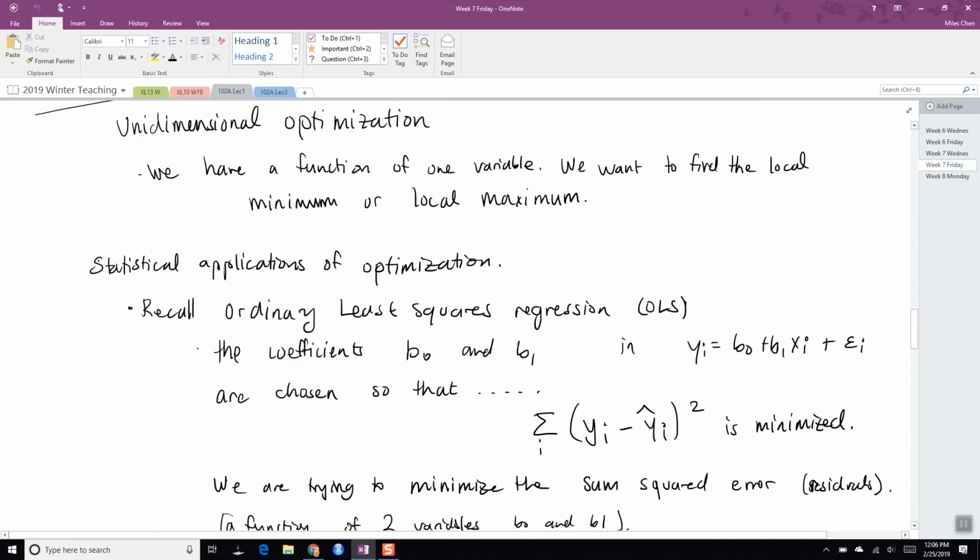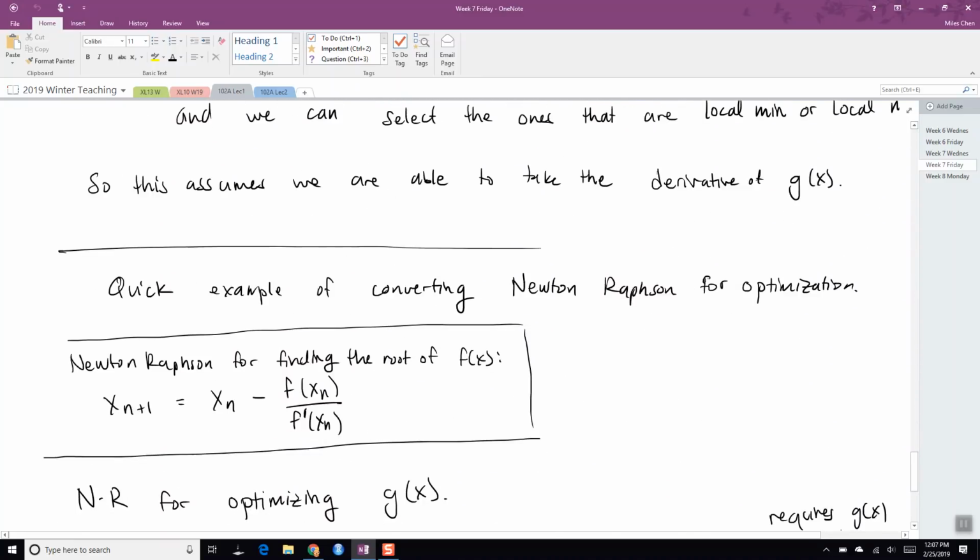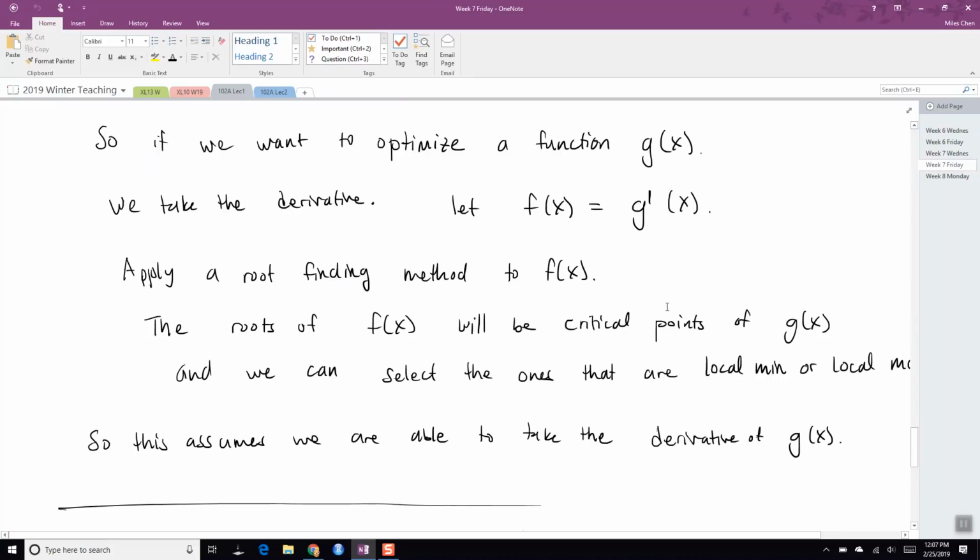Anyway, on Friday we started talking about unidimensional optimization, and we said, so far we have a bunch of root finding methods. Let's take the root finding method, which solves for where the equation is equal to 0, and apply it to a derivative. If there's some function g of x that we want to optimize, take the derivative of g, call that f, and use a root finding method on f. If we find where the derivative is equal to 0, that gives us the critical points of g, which should be local mins, local maxes, maybe saddle points, things like that. This is where we left off.